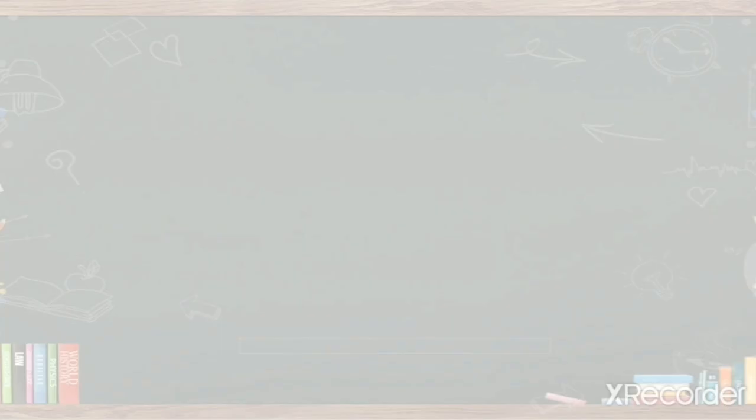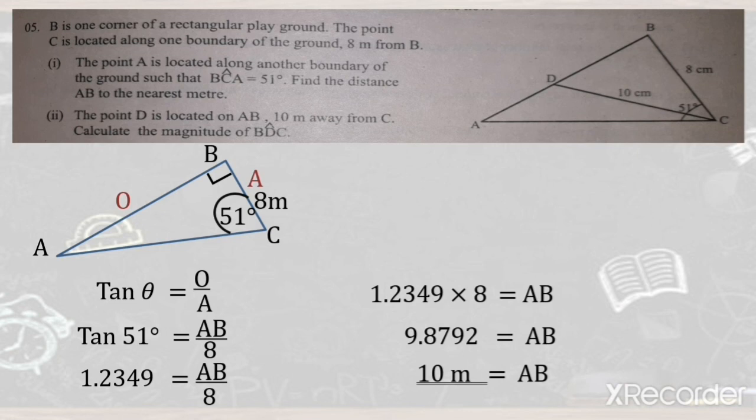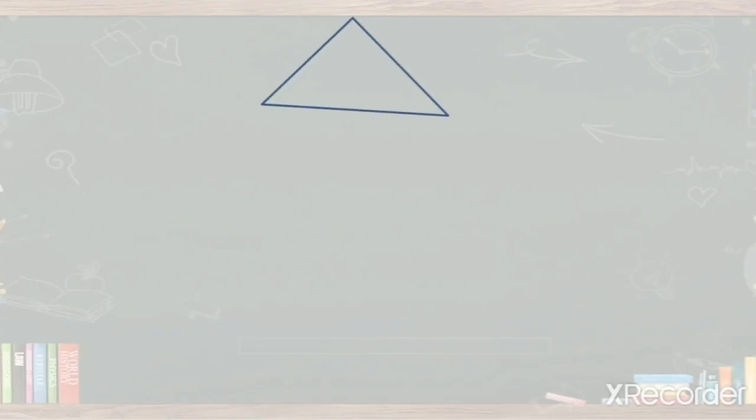Then the next one, here they have said to find the angle BDC. So I am going to follow the steps. First one is draw the right angle triangle that is needed. BDC with the values that they have given. Here they have given two sides. So we need to find the angle BDC. I am going to mark it as theta.